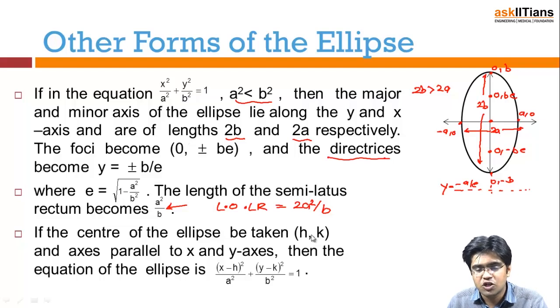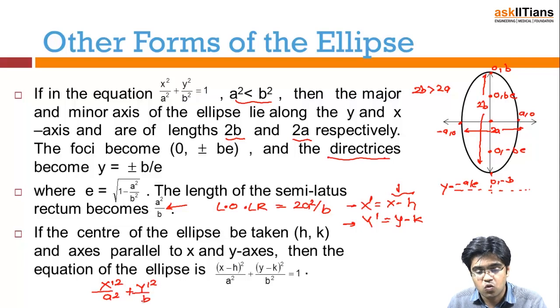If you shift your origin to h comma k and call it the new origin, then x will transform into X dash, which is x minus h. This is your new origin in terms of the old coordinates. Y dash will become y minus k. So what is our equation? It is x dash square by a square plus y dash square by b square equals 1. This is the equation in the new coordinate axes.